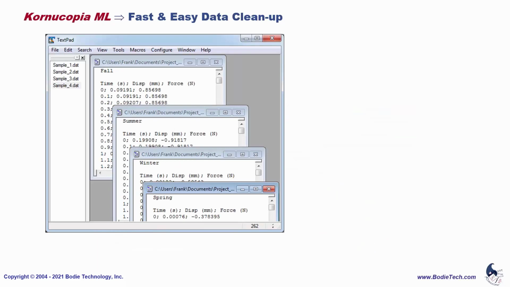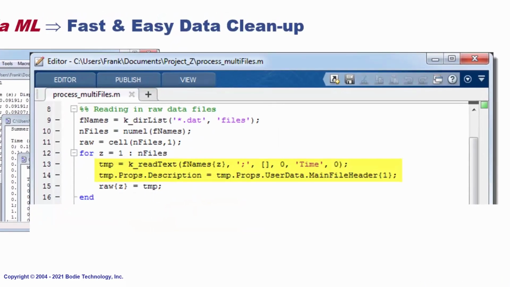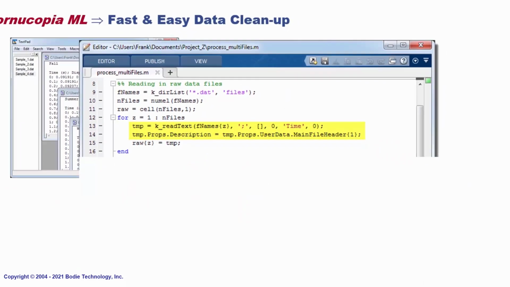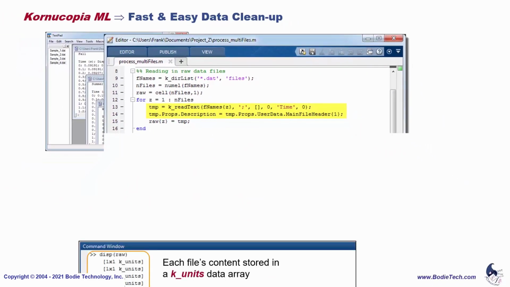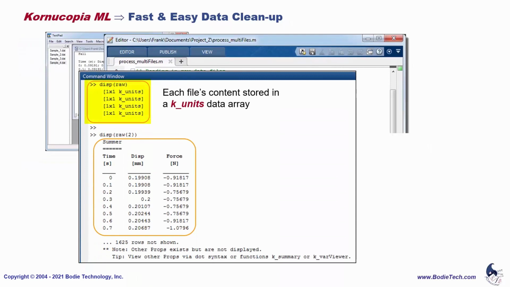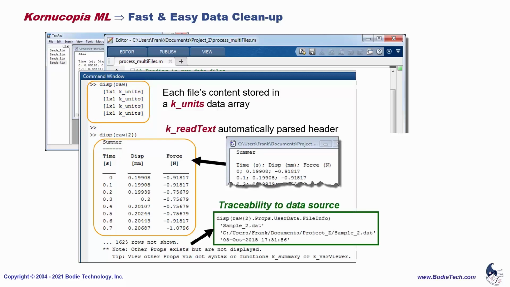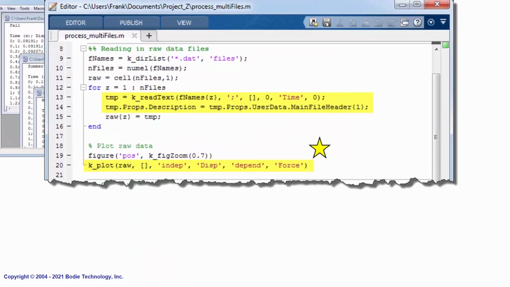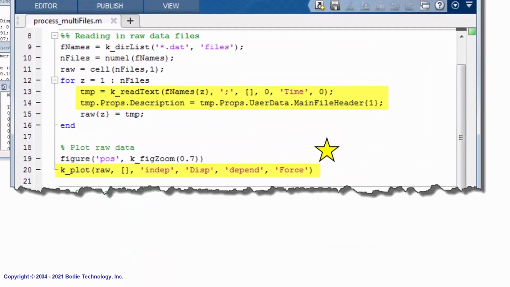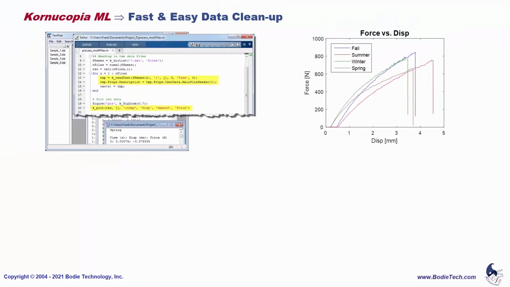Let's look at an example of fast and easy data cleanup. Here we have 4 data files. These are easily read in with a simple for loop and this Kornucopia set of commands. The data comes in a cell array in which each of the entries is a K-units data table. It is noted that the kReadText function has automatically parsed the header, as well as provided traceability of where the data came from. Then using this single plotting function, we can produce a graph that contains all the data, including a legend and labels.